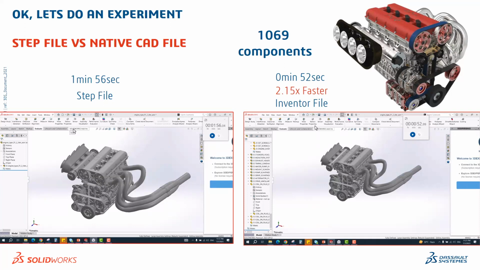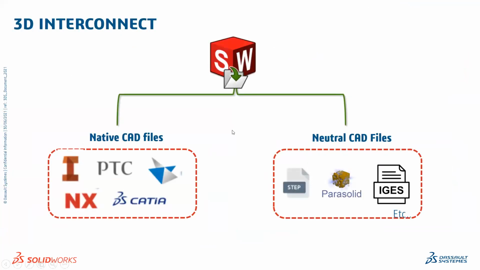For your own applications, whether it's Creo or NX, you can try it and use optimal settings to get better performance instead of going for the standard settings. So, to conclude on 3D interconnect, whenever you get a chance, just use native CAD files. If you want to learn more about neutral CAD files, you have to go and see our webinar part 2.